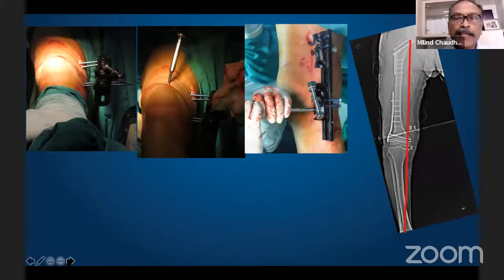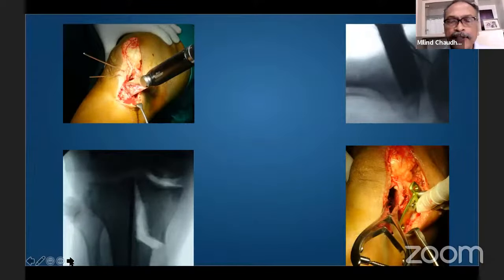A small LRS fixator with a clamp was applied on the medial side, and with minimal incisions we did the dome osteotomy, and with a small MIPO procedure, we slid in the lateral plate. Notice the medial translation of the distal fragment, and he got a good correction. A few days later, we performed the intra-articular osteotomy of the upper tibia. You can see some pictures.